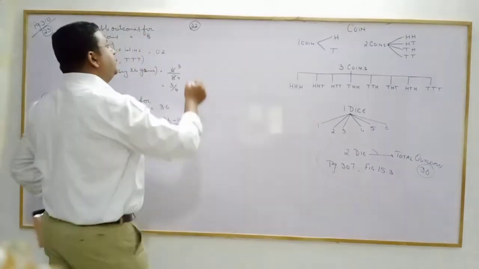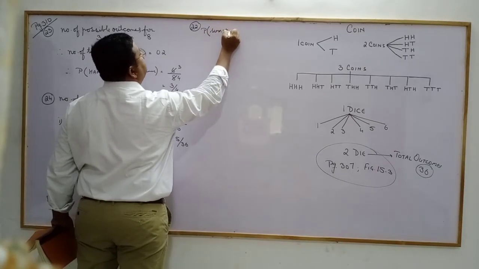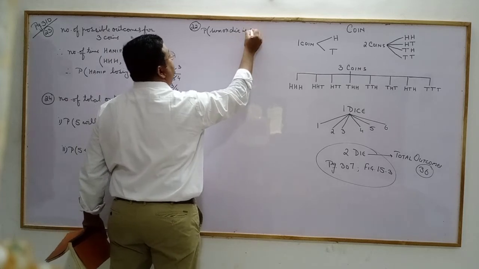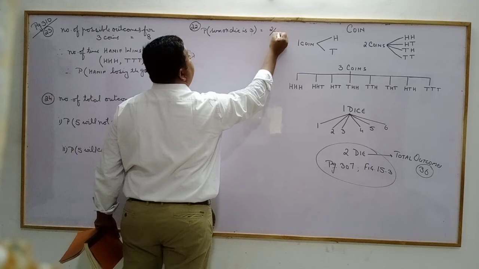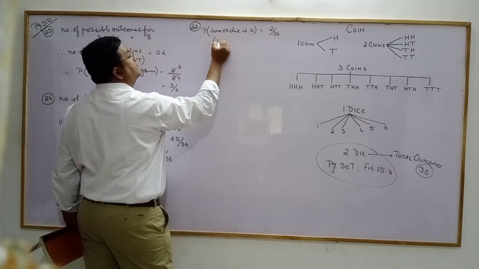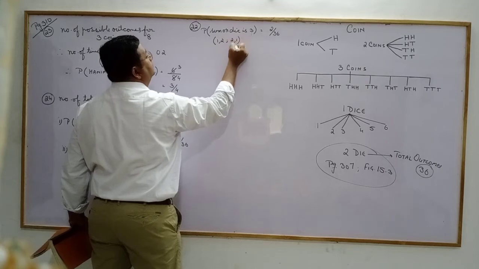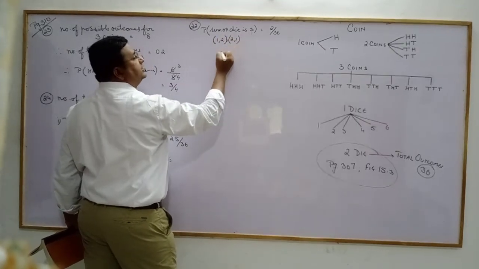Yes, so he says probability of getting a sum of 3 on dice. So how many times? Only 2 times. Out of how many? 36. Which are the two results? 1, 2 and 2, 1. These are the two possible results. Any other result possible which is giving me 3?